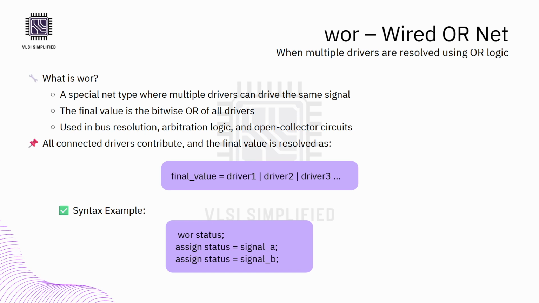Let's say one driver puts a value 1, another puts a value 0. So the result will be 1. If both put 0, the output will be 0. If both put 1, then the output will be 1.